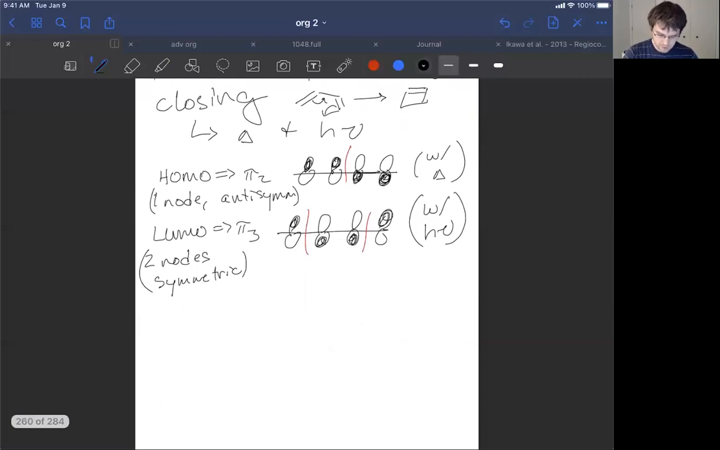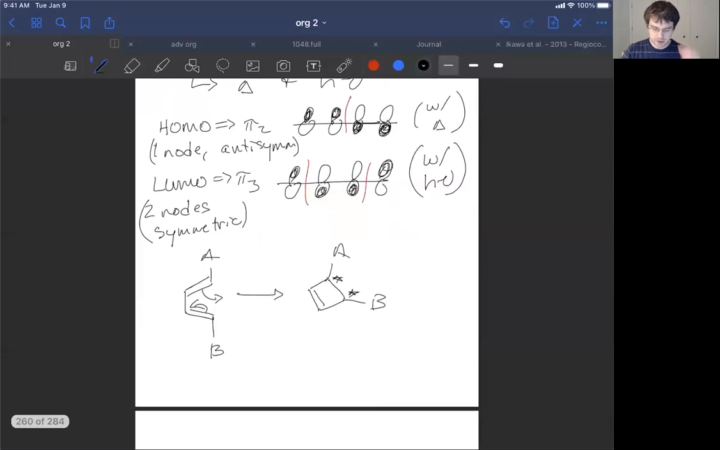So the termini for, let's say we've got a system like this, A and B, going to A and B. We have 2 new stereo centers being formed. How do we understand this? Well, if we consider the molecular orbitals, A and B. So with heat, we're going to use pi 2. Pi 2 is going to look like this.